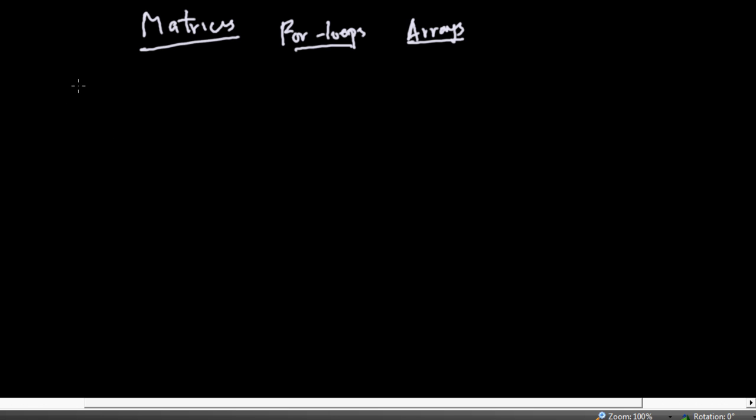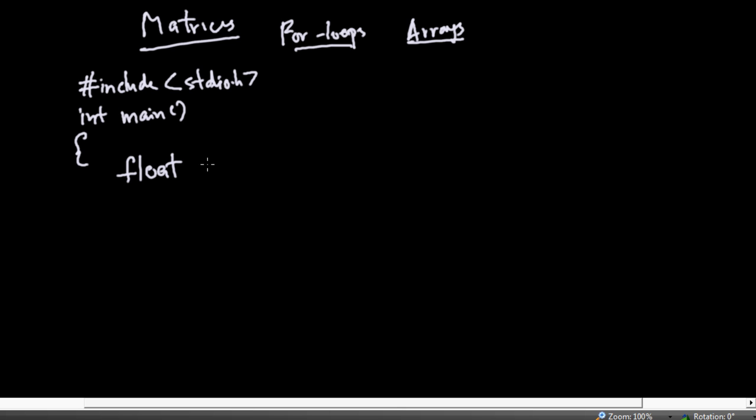Now, example, #include <stdio.h> and create a main function called int main, open curly brace, and define a variable. Let's say you want to accept a 2x2 matrix. So float is a float data type, mat A, so it's a 2x2 matrix.